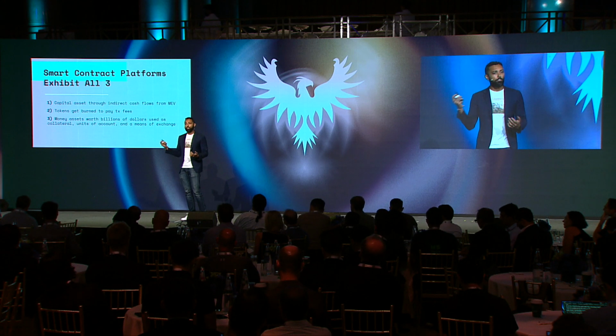We're going to focus on the first one today, which is layer one tokens as a capital asset through the cash flows earned by MEV. I'll explain what that is in just a second. But in addition to that, you all are probably aware these tokens get burned to pay transaction fees. So that's your commodity component of these assets. And these assets are clearly being used as a form of money today. There are billions and billions of dollars of these assets being used as collateral on decentralized and centralized platforms that are using this as a store of value asset.